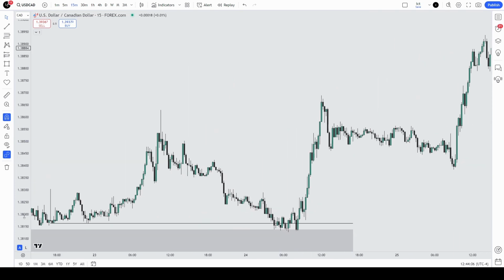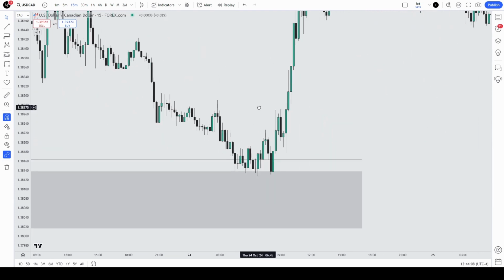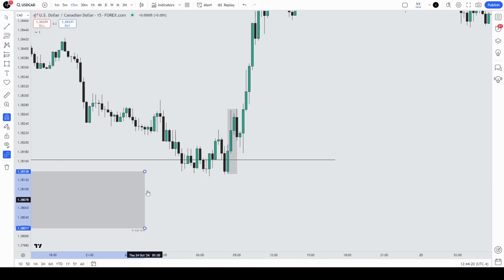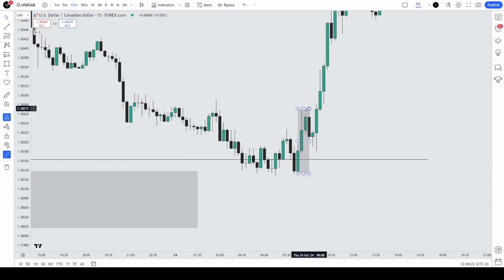What are you looking for now? Displacement. Look at this over here. I want to take your attention to this. This is obviously consolidation. We have no displacement inside here, but then we do this. That is what you are waiting for. If I remove this or move it back, you are waiting for that sort of price action. The real momentum, quick, snappy price action where we shoot up.